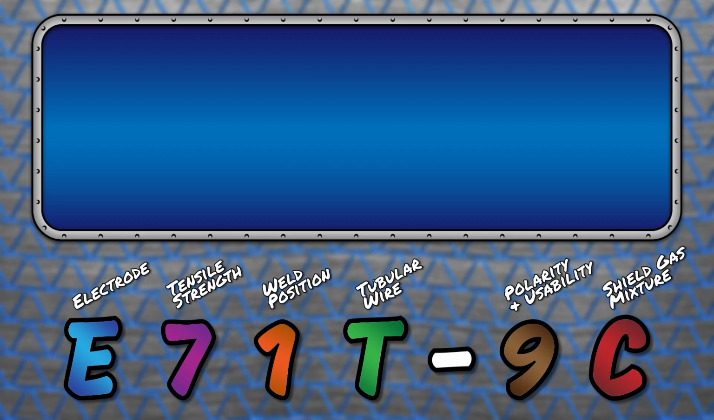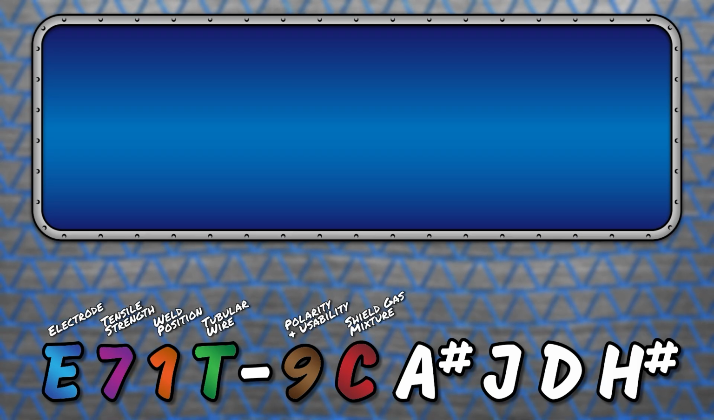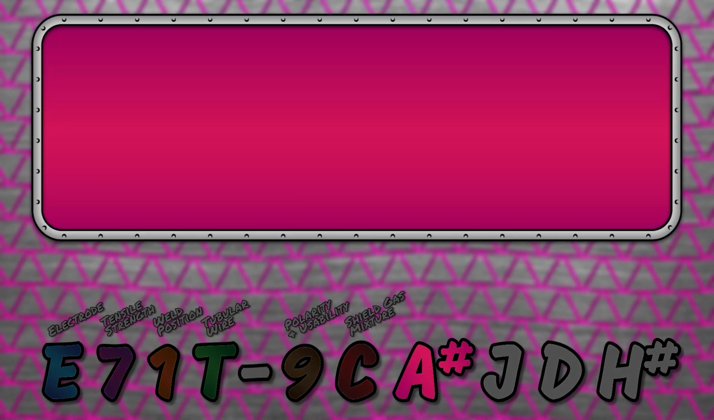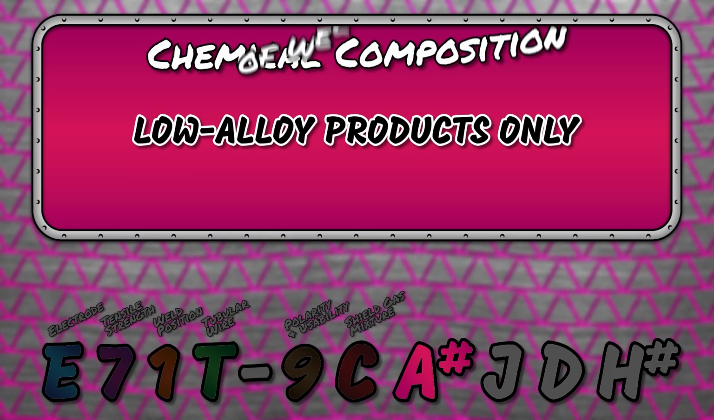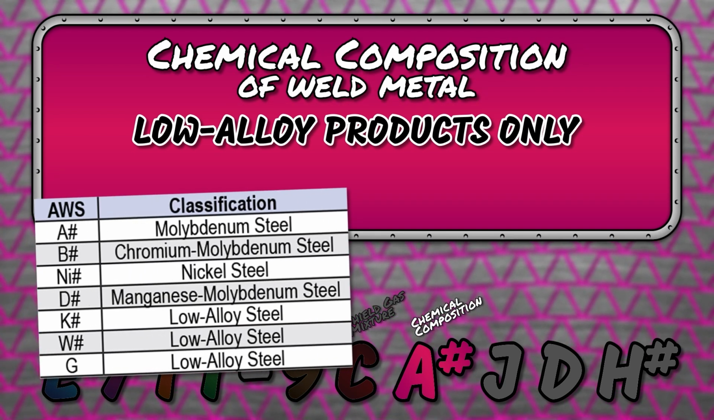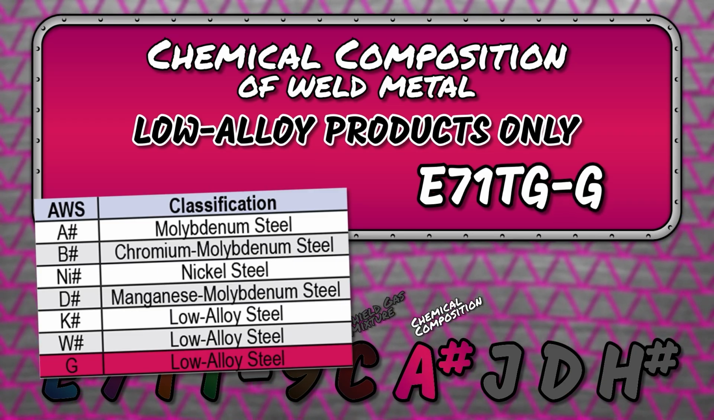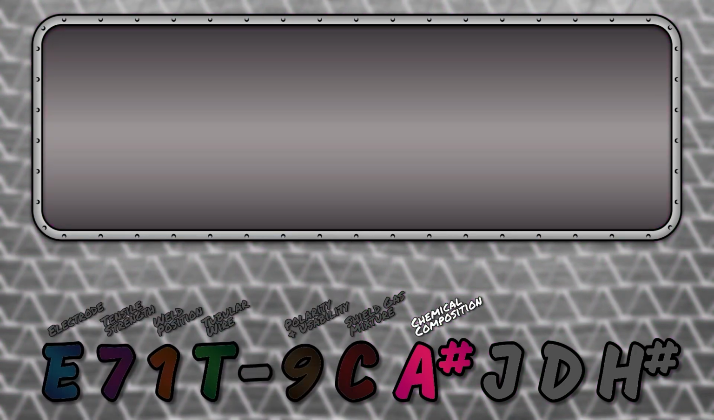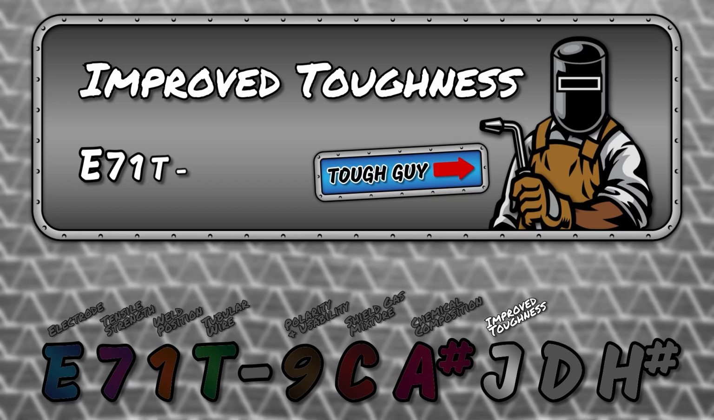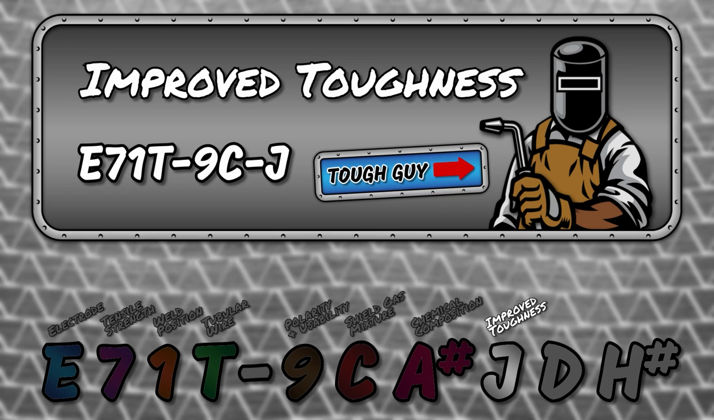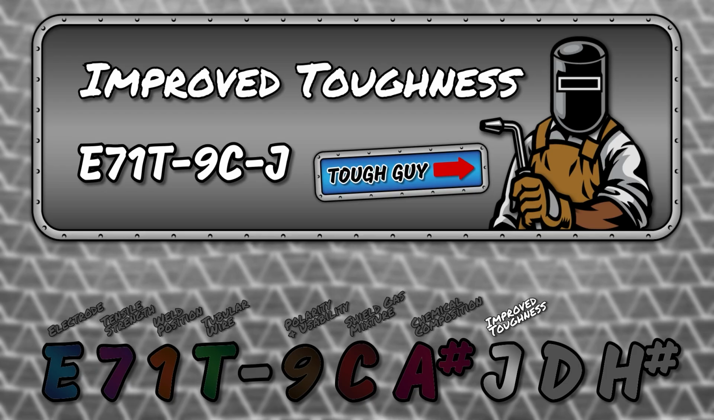Much like the other two types of classes, there are some designators that can appear after the code. A letter, typically followed by a number, is used for low alloy products and designates the composition of the resulting weld metal, such as E71TG-G. J represents the product has improved toughness, such as E71T-9C-J. If it does not have this characteristic, the J will not be present.